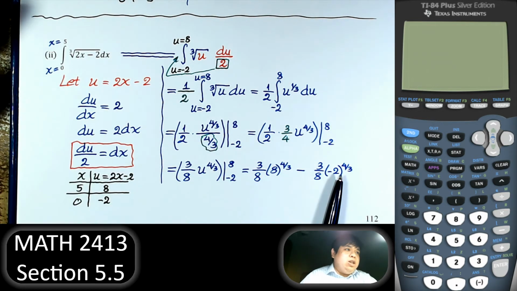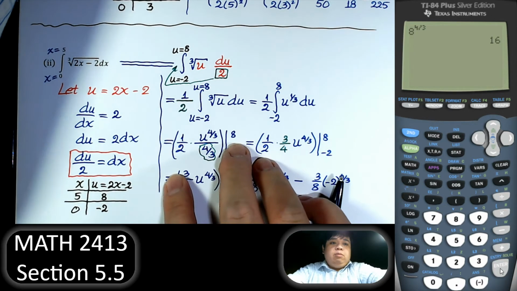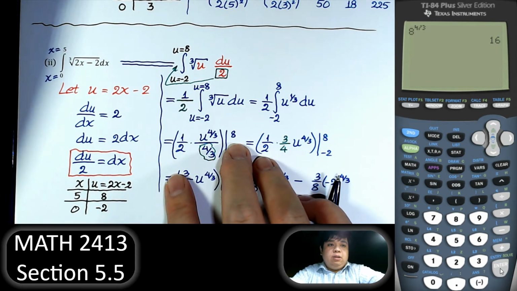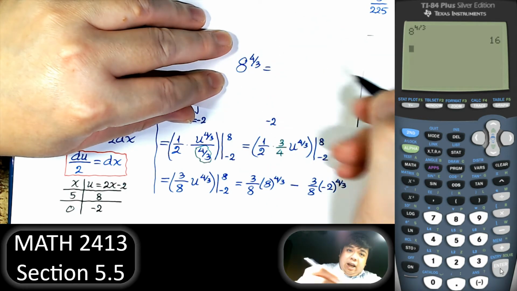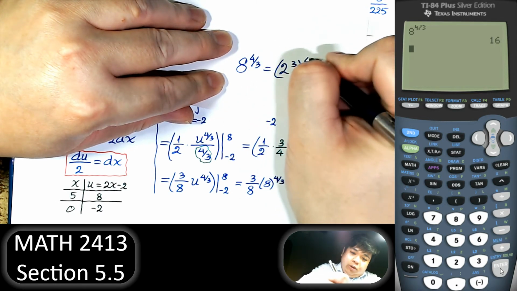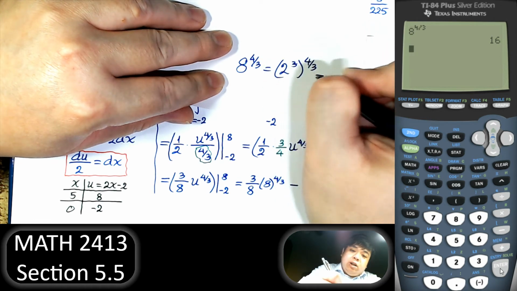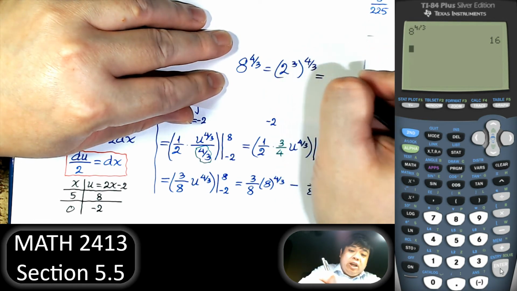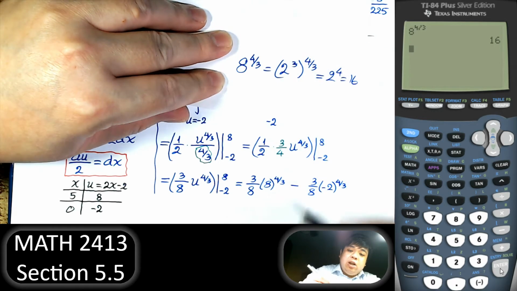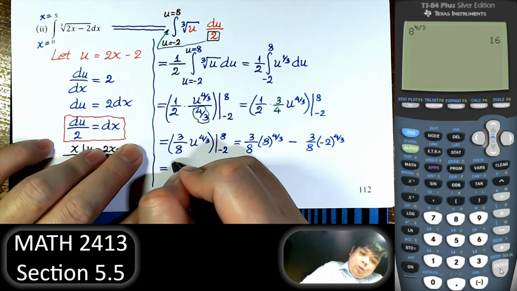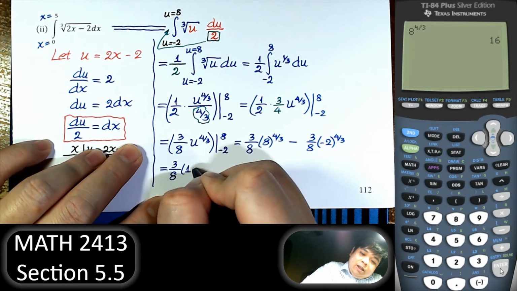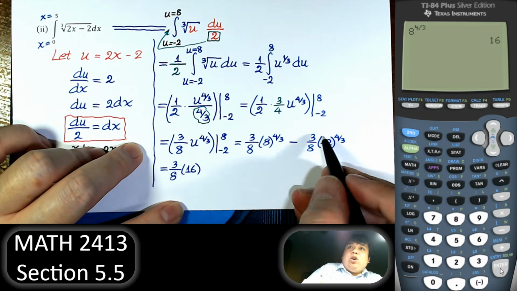Right. What is 8 to the 4/3? Should be 16. Of course. 8 to the 4/3. 8 is 2 cubed, to the 4/3. Multiply the exponent. 3 times 4/3. 3 and 3 cancel out. That's 2 to the fourth. So 16. And so we have 3/8 times 16. Well, this we cannot do anything here.